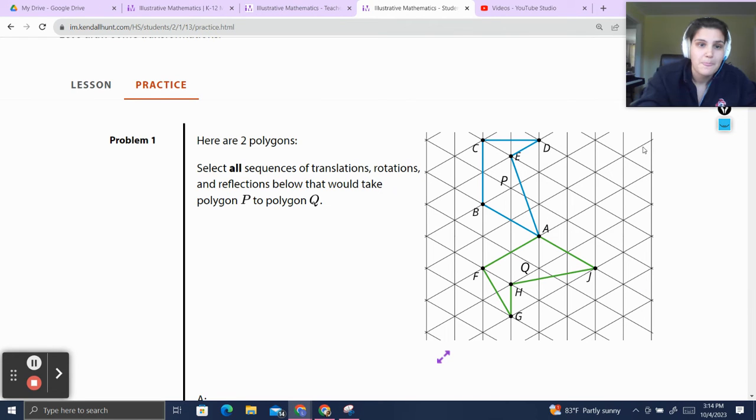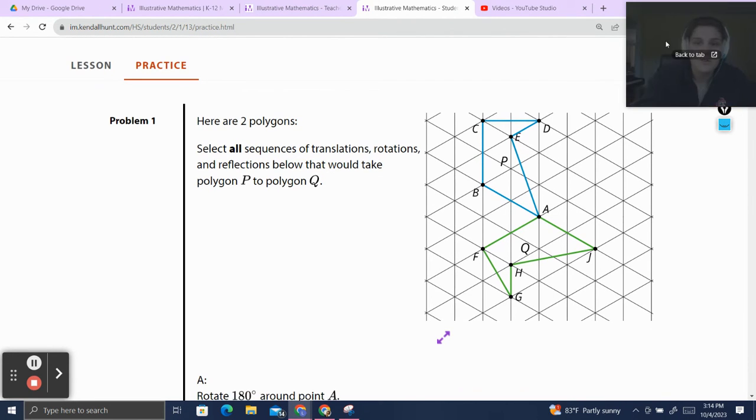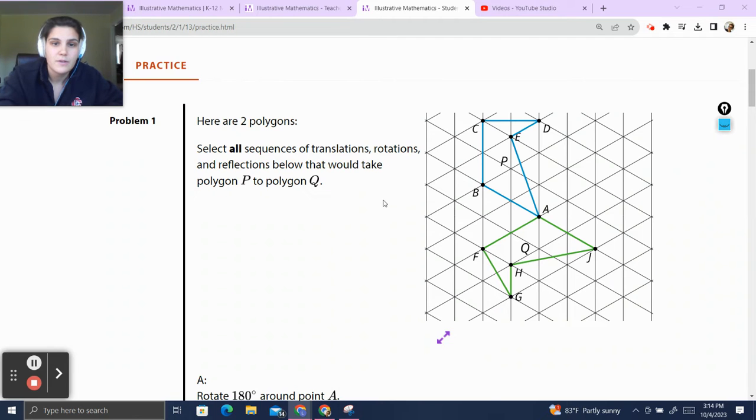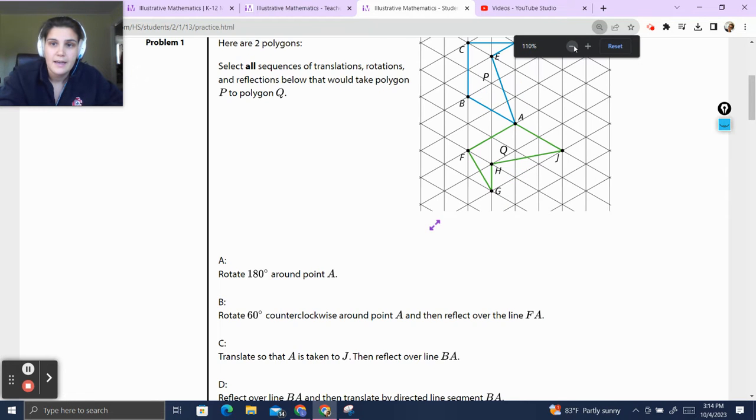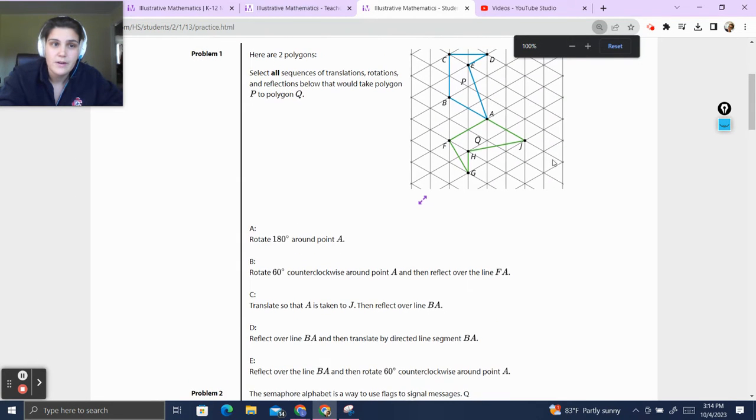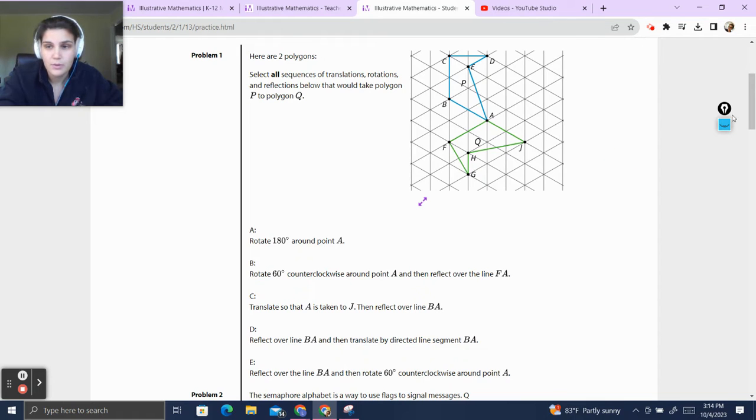Let's get started. Problem 1. Here are two polygons. Select all sequences of translations, rotations, and reflections below that would take polygon P to polygon Q. Now, I'm working on a computer, so I don't have tracing paper, but I would definitely pull out my tracing paper if I had some.